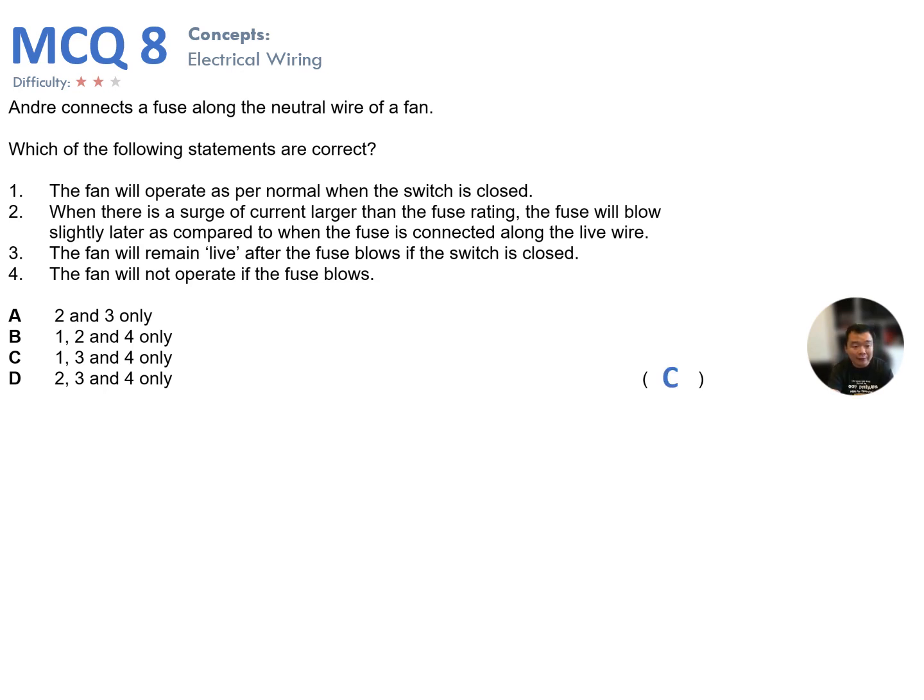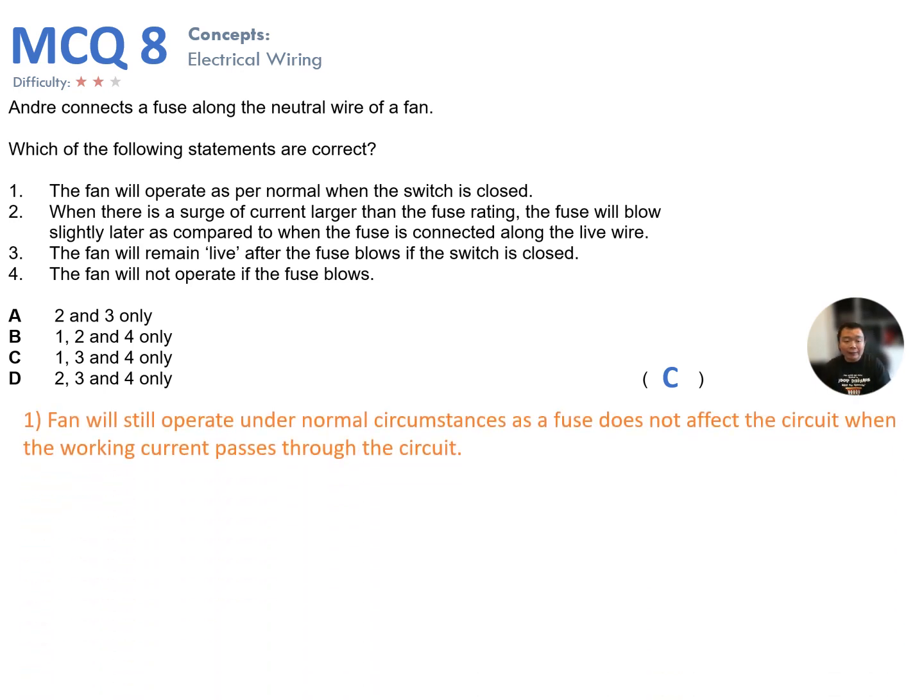Statements 1, 3, and 4 are correct statements. Now, statement 1 is a correct statement because a fuse basically doesn't interfere with the appliance if everything is working normally. So whether you put the fuse on the live wire, on the neutral wire, or you don't even put the fuse at all, it wouldn't affect the operation of the appliance. The fan will still operate normally.